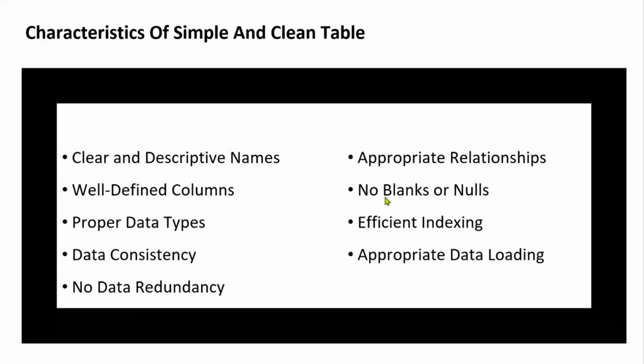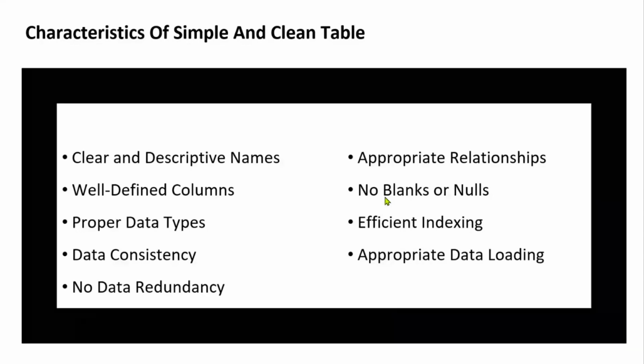Then the column should be well defined. The data types should be good as well, be accurate. Then the data consistency should be nice. You shouldn't have different types, maybe text and numbers, in the same column. Then no data redundancy, and the appropriate relationships, which we are even talking about. Then you don't need to have blanks or nulls in your data set, depending on the objective. Then the indexing should be right as well. Then the data should load appropriately.